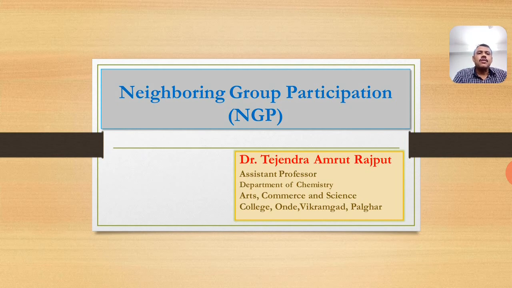I will discuss neighboring group participation, which is a part of unit number 1. Neighboring group participation is also known as the anchimeric effect. A reaction in which a group migrates to the adjacent position is called a 1-2 shift. If the group which migrates remains permanently in the new position, then the reaction is called a rearrangement type of reaction.